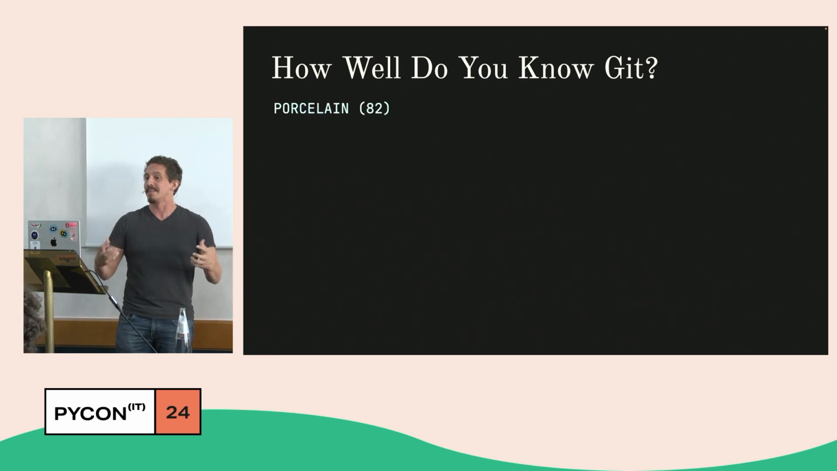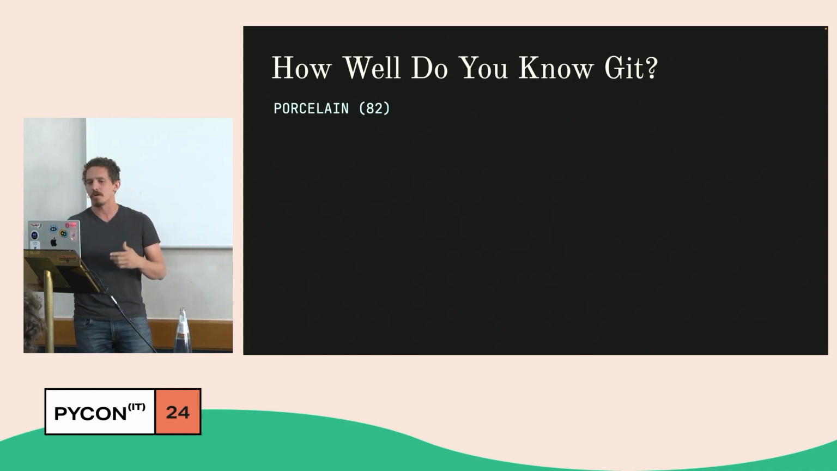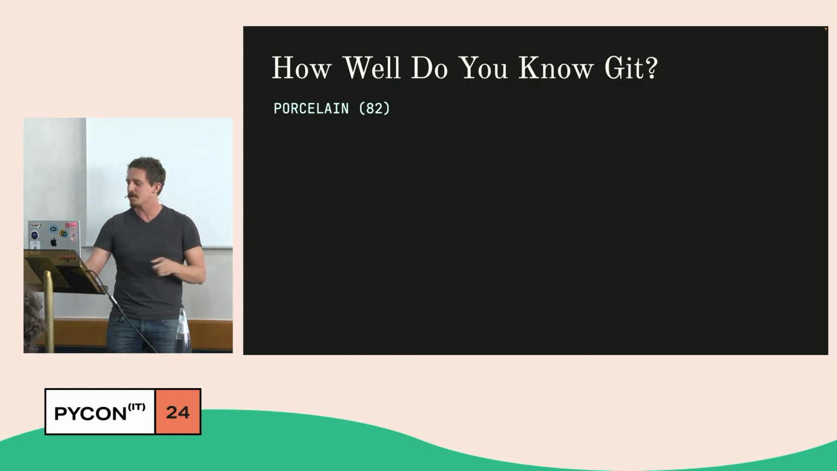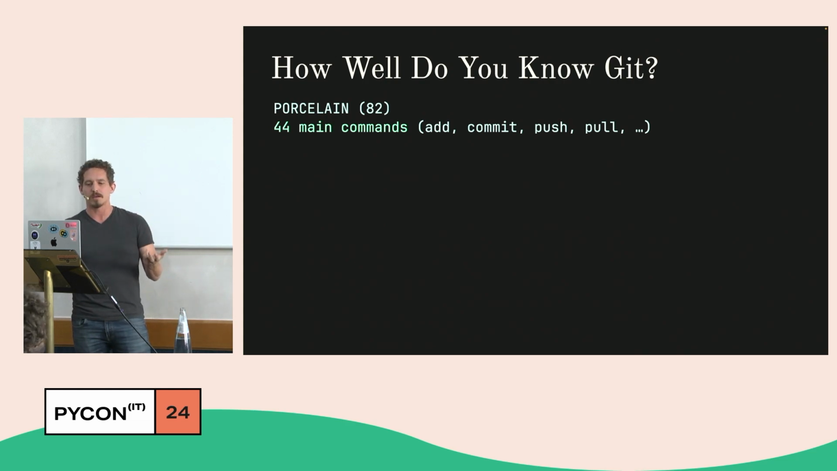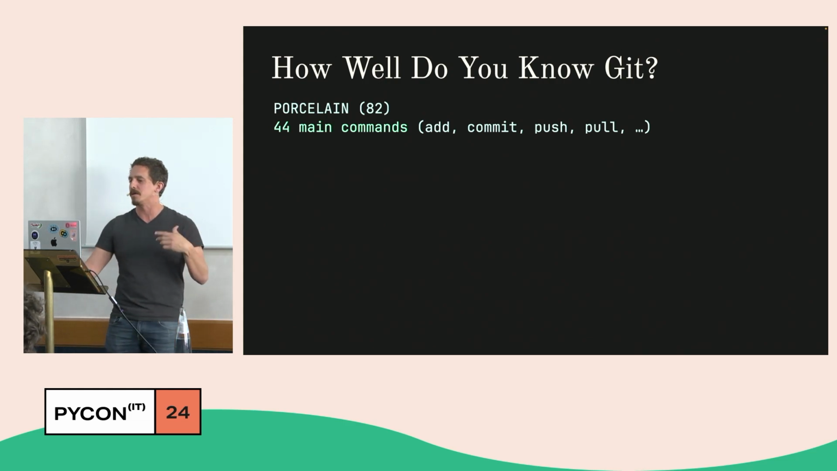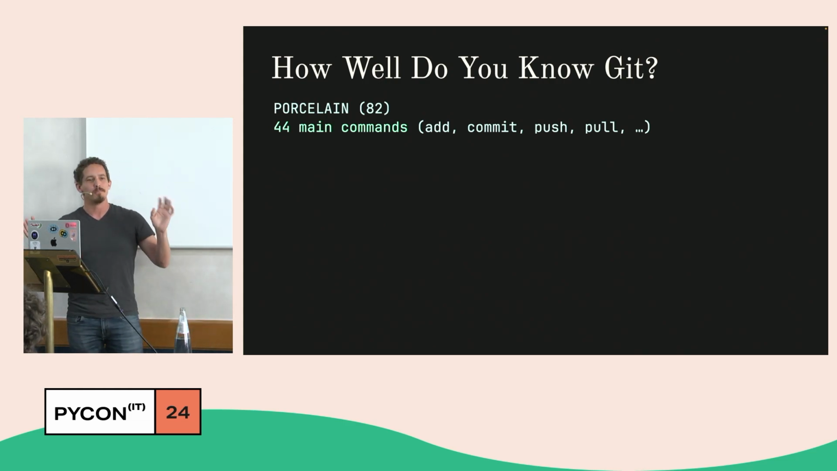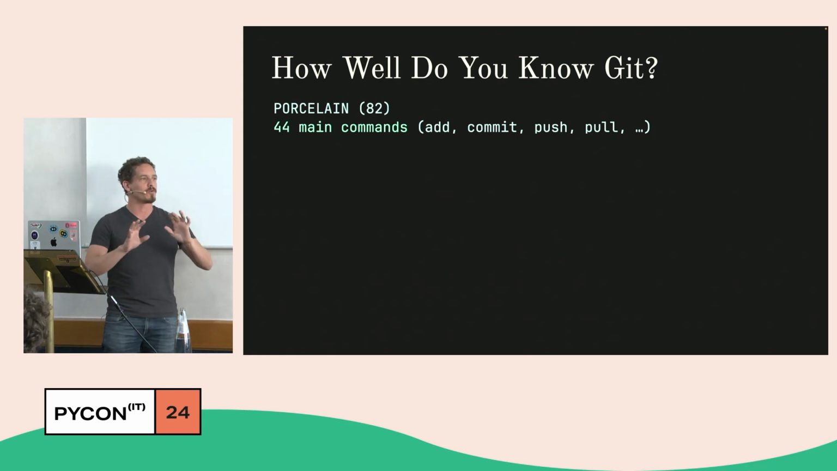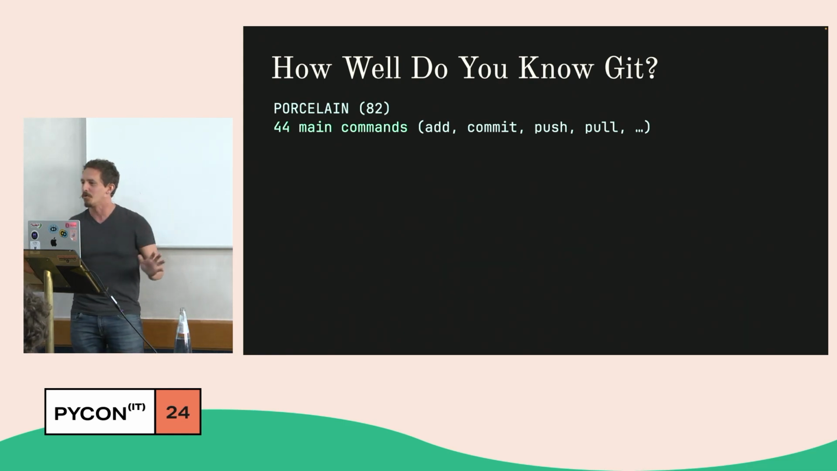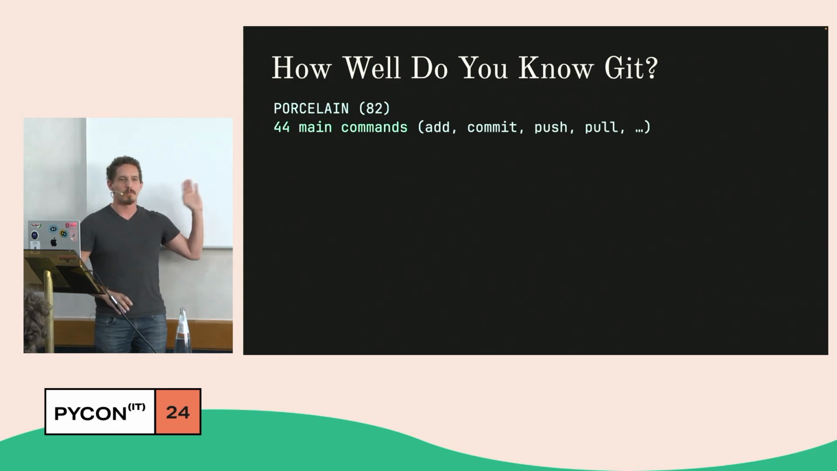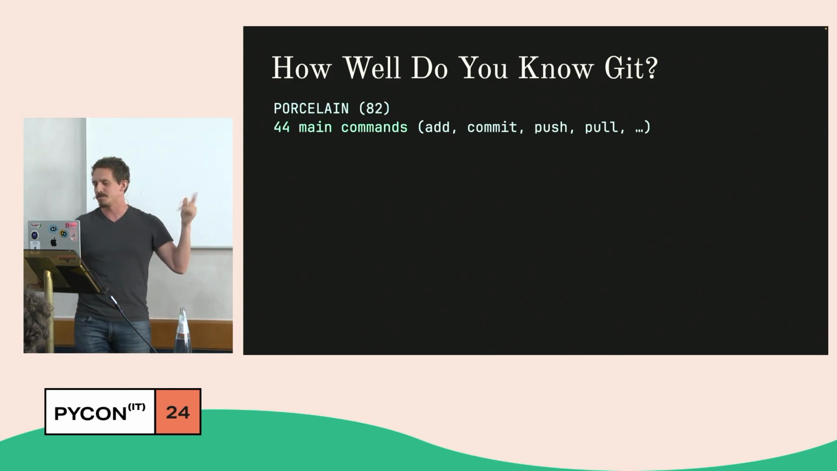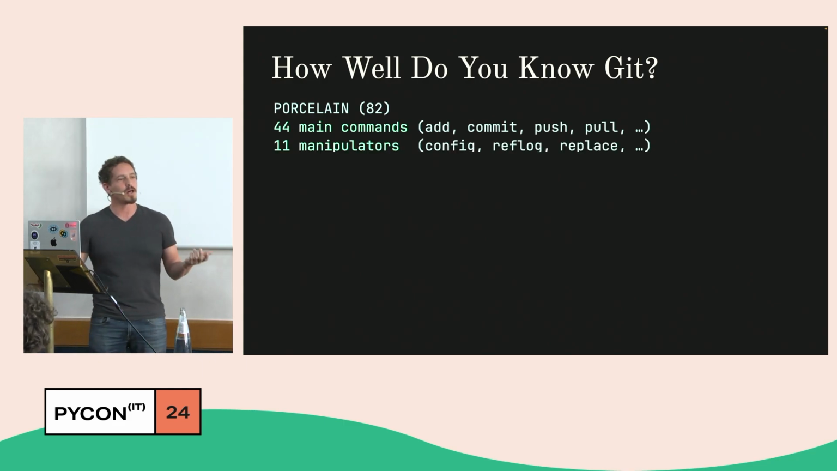There are a lot of Git commands, right? So there are 82 what they call porcelain commands. So this will be things like your main, there are 44 main commands: add, commit, push, pull. Most people that I meet probably learn like 8 commands, and they really only use those 8 commands over and over, and most of the ones that you've memorized and use on a daily basis are probably in those 44. But there's a lot of other fun stuff in there.